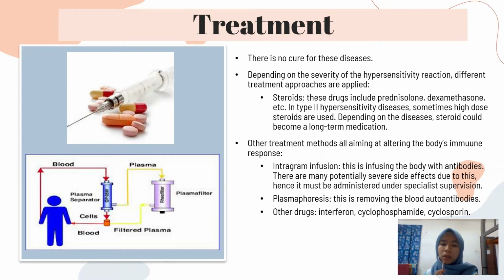Other treatment methods all aim at altering the body's immune response. These include intragram infusion. Intragram infusion is infusing the body with antibodies. There are many potentially severe side effects due to this. Hence, it must be administered under specialist supervision. Next is plasmapheresis. This is removing the blood autoantibodies. And lastly, by using other drugs such as interferon, cyclophosphamide, and many more. Thank you.